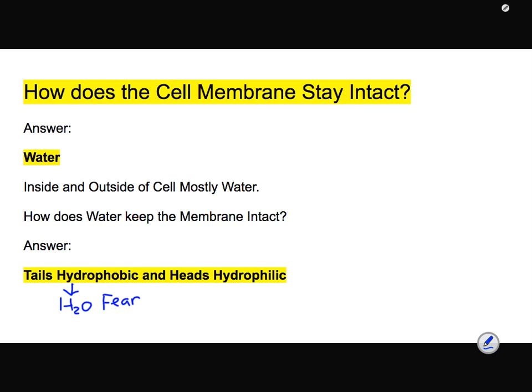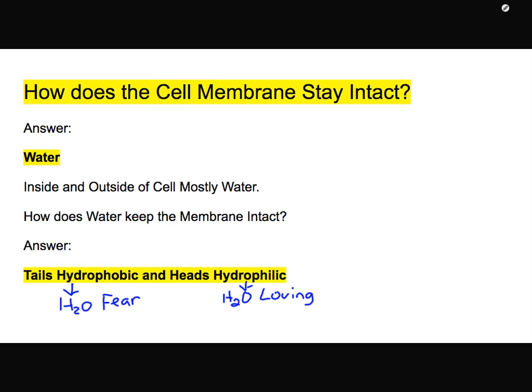The heads are hydrophilic. Hydro again means what? Water. And philic, that's Greek. I think it means to love. So these are water loving. So they are facing towards the water. They don't mind the water, they like it.